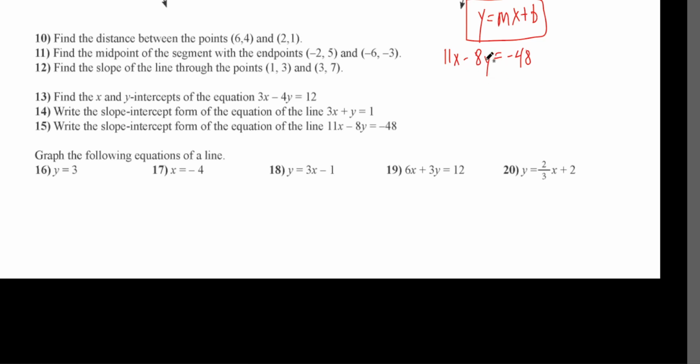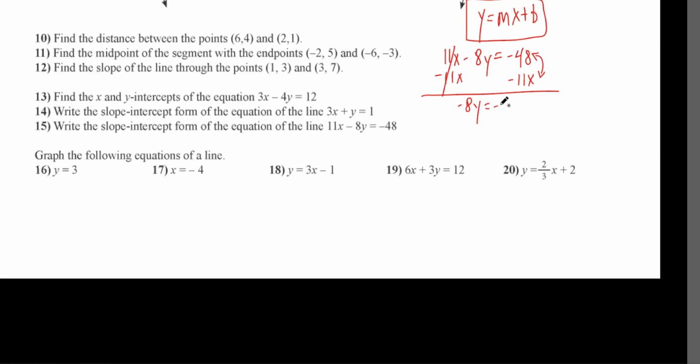What are we going to do? We're going to get y by itself, right? So get rid of the 11x. It's like the 3rd or 4th time I've done this kind of problem today. So subtract 11x, subtract 11x. Cancels. Negative 8y equals, what do I do with these?